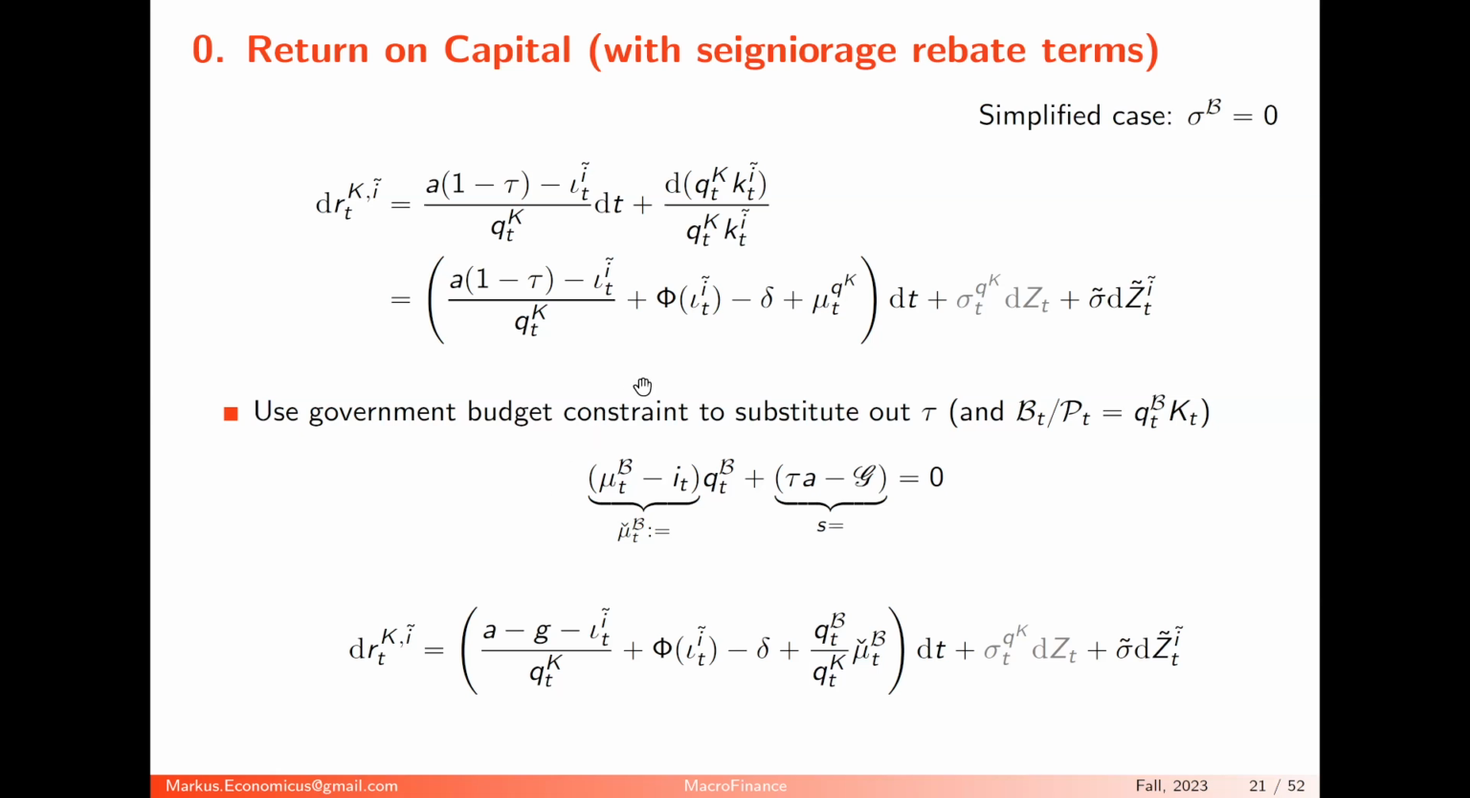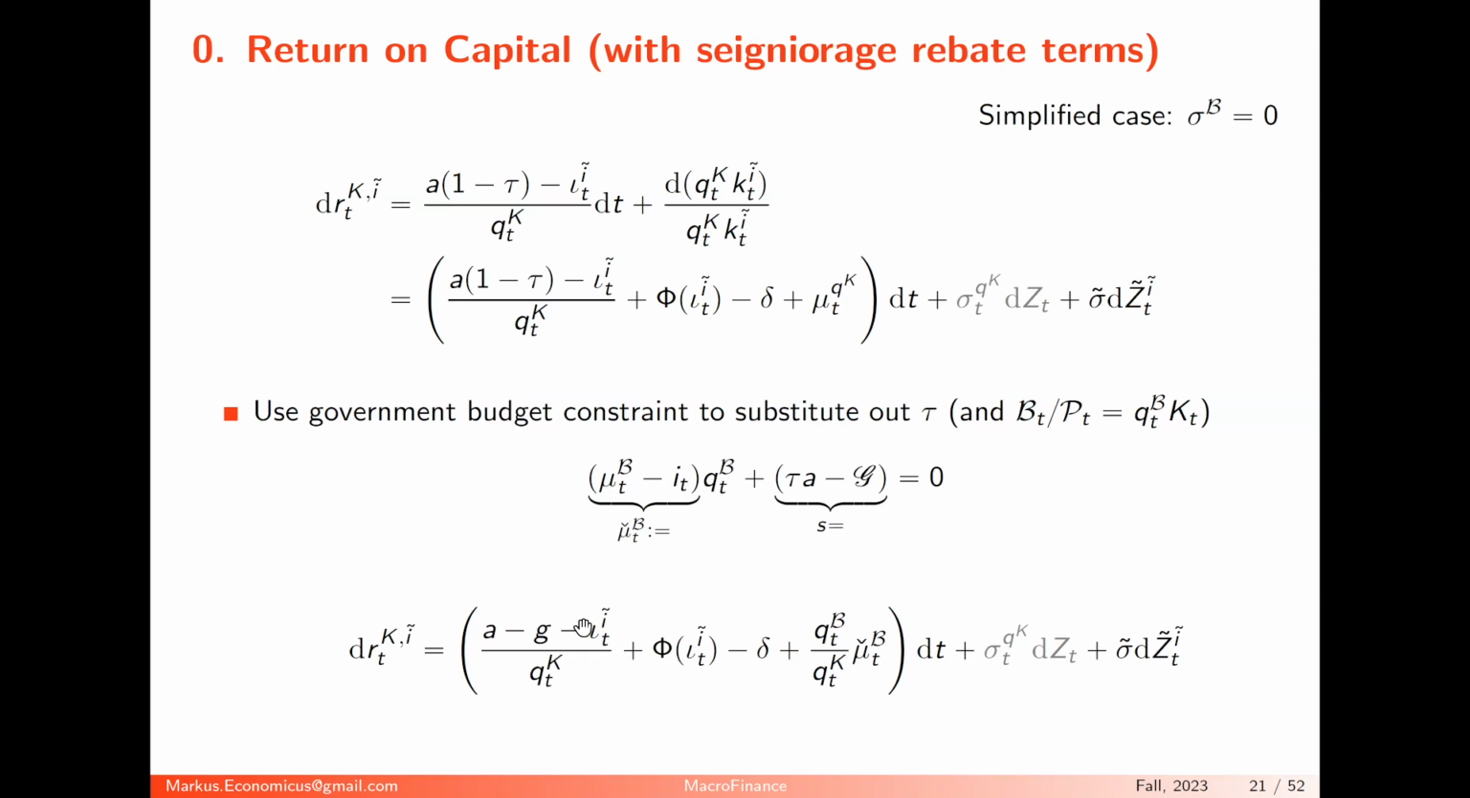I can, of course, replace the tax level here. The taxes are given. So if the seigniorage is higher, so if I print more bonds, I get higher seigniorage, the taxes go down. So I can replace this by plugging this in. I solve this for tau and put this tau in here, and then I get this expression here.